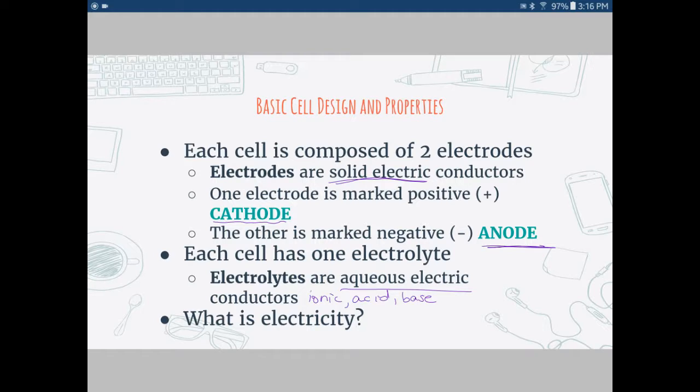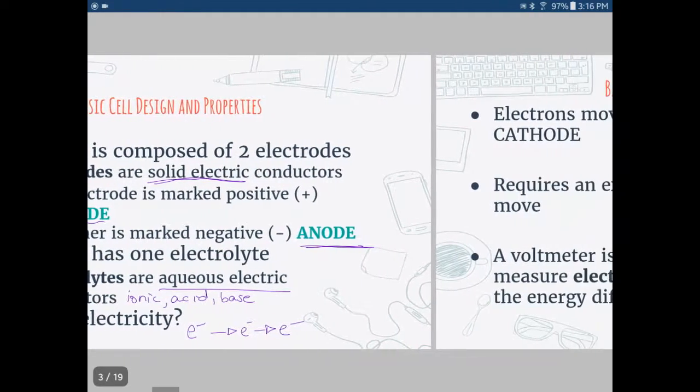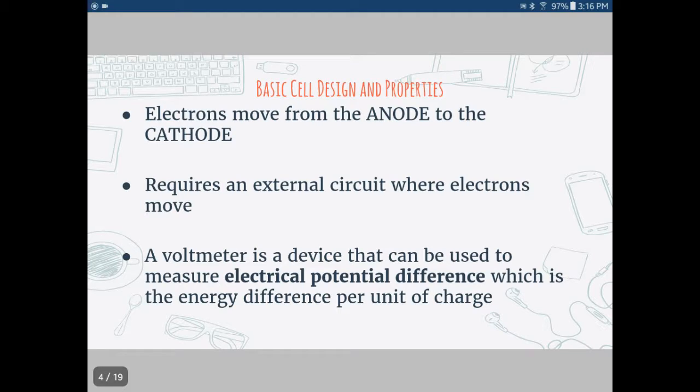Now, when we talk about electricity, we need to think about what electricity means in terms of chemistry. Essentially, electricity is the flow or movement of electrons. Okay, now we need electrodes and electrolytes in our cells in order to have this movement of electrons. So electrons always move from the anode to the cathode. Always, our electrons move from our anode towards our cathode.